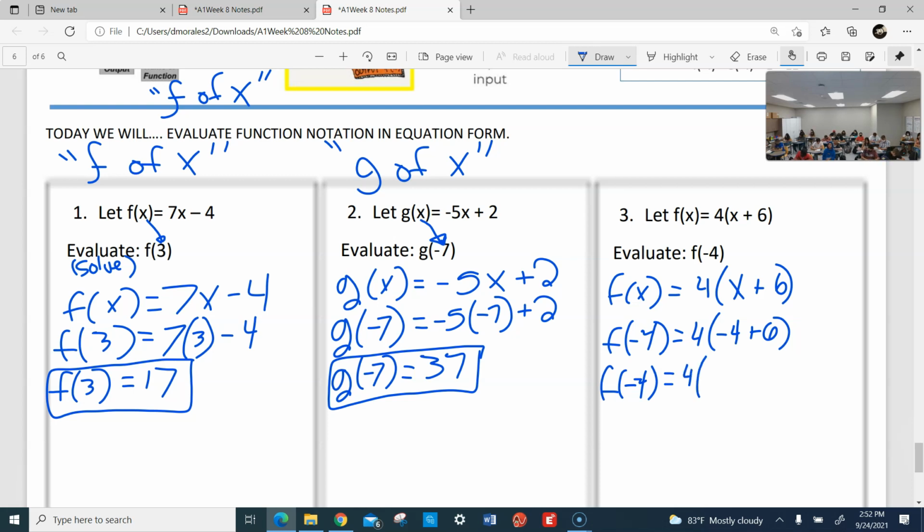What is negative 4 plus 6? 2. Negative 2, or is it just 2? You tell me. You guys have calculators. It is positive 2 indeed. And what is 4 times 2 going to give us? Positive 8. Thank you. So for this function f, when we plug in a negative 4, we get 8 for an answer.